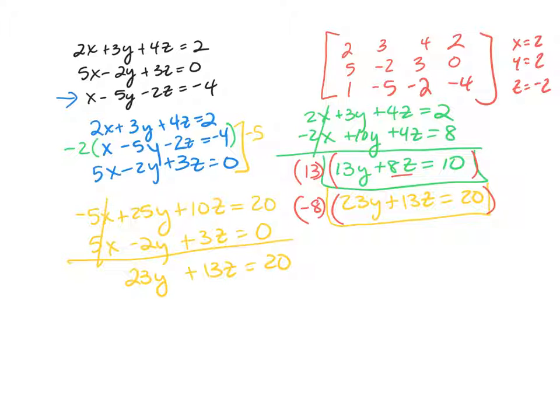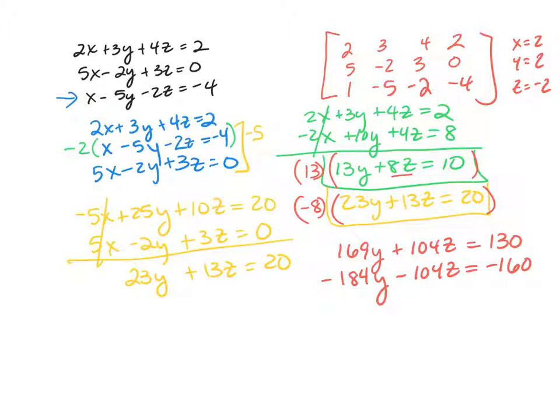All right, 13 times 13 is 169y plus 104z equals 130. And I think this is negative 184y, somebody check me, minus 104z equals negative 160. And then this is going to be negative 15y equals negative 30. So y equals 2, and we're on target for that.